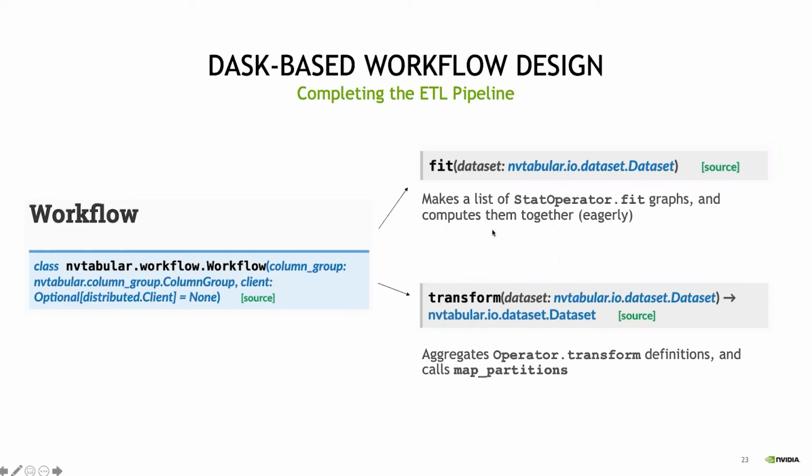We're going to have two separate graphs. First, we're going to create our stat operator graphs. We're going to compute them, fill in our statistics. Then we're going to call transform. And the transform is just going to aggregate all of our transforms together and call map partitions on them.